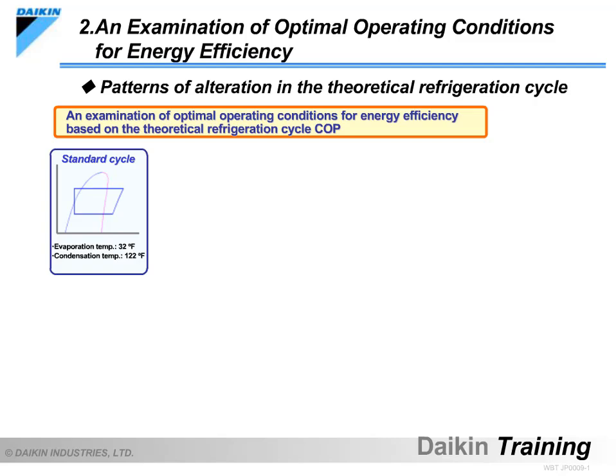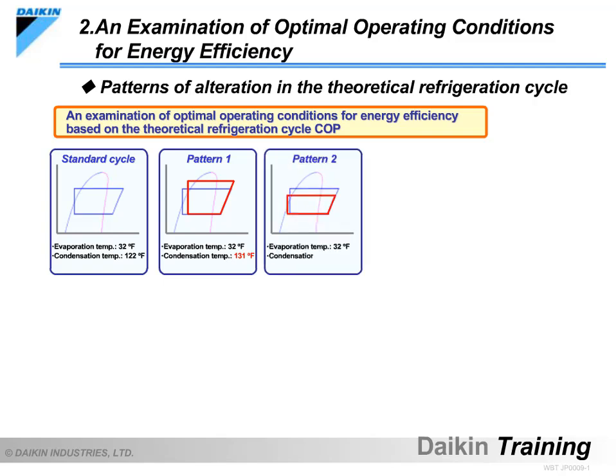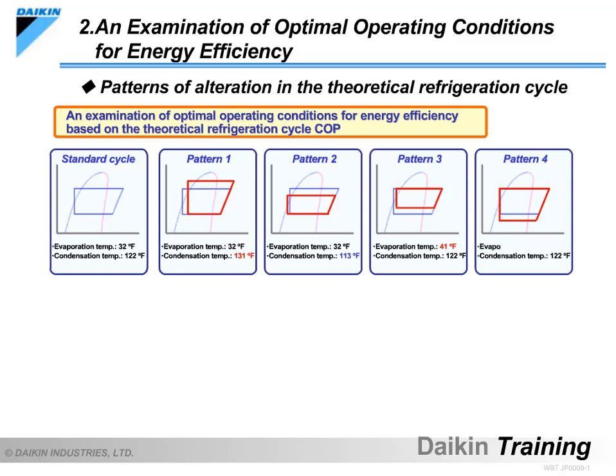Here is an explanation of the patterns of alteration and their conditions. Pattern 1 mentions that condensation temperature is 9 degrees Fahrenheit higher than the standard. Pattern 2 mentions that condensation temperature is 9 degrees Fahrenheit lower than the standard. Pattern 3 mentions that evaporation temperature is 9 degrees Fahrenheit higher than the standard. Pattern 4 mentions that evaporation temperature is 9 degrees Fahrenheit lower than the standard.